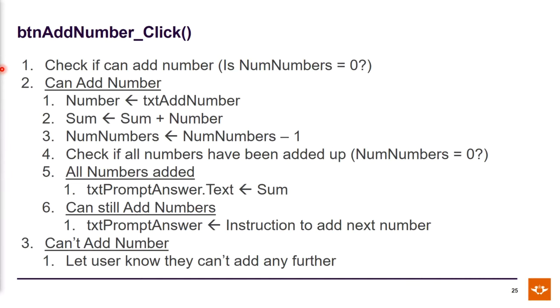Then the user will add another number, let's say 20, and presses the button again. It will check, is num numbers at the moment 0? It's 2, right? It means you still can add. So it takes the 20 and it adds it to the 10 that's in the sum. And it subtracts num numbers by 1 again. Does this make sense? When it does that, how many more numbers can you still add? 1 more. What is num numbers at this point?